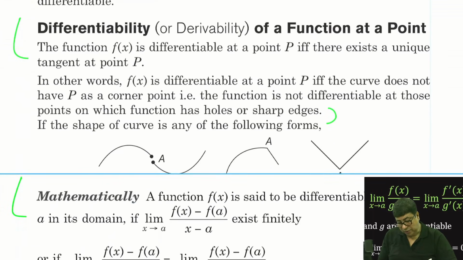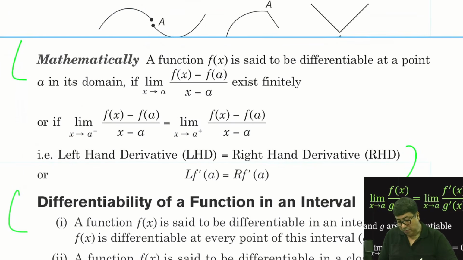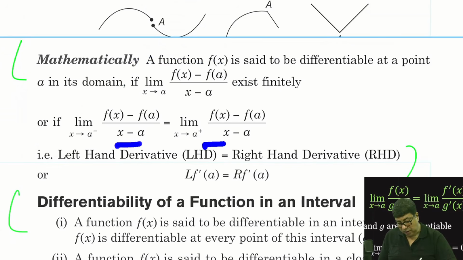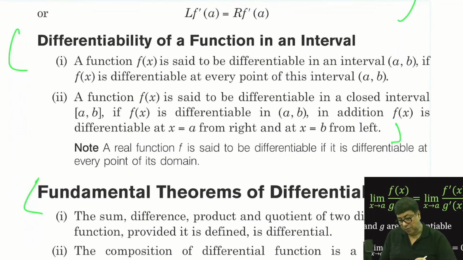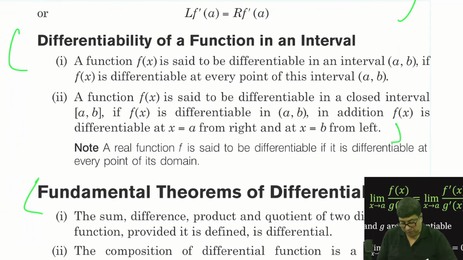About differentiability: a function is differentiable at a point if it is a smooth curve. This is the most important concept. Mathematically, the limit as x tends to a of (f(x) minus f(a)) by (x minus a) gives the derivative, and this is the left hand derivative and this is the right hand derivative. A function is said to be differentiable if it is differentiable at every point in the interval. This is the concept of differential calculus.